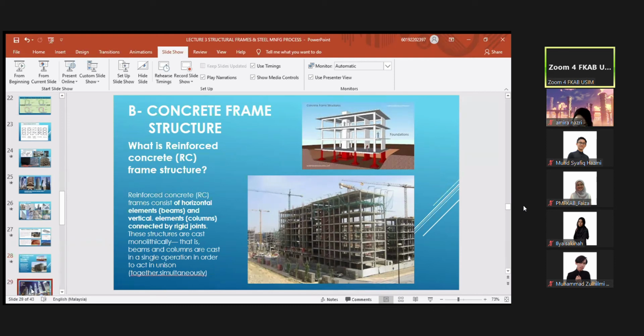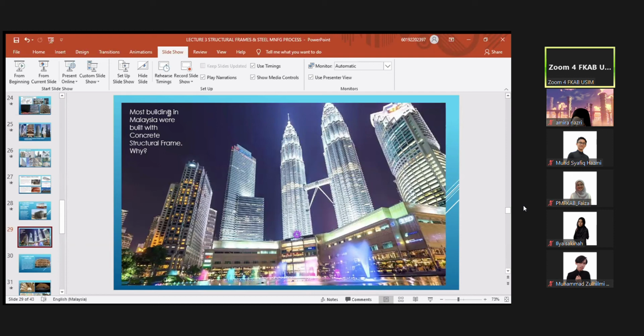Just to mention to you that most buildings in Malaysia were built with a concrete structure frame, as you can see here, KLCC. Anybody can tell me why Malaysia's buildings, whether low-rise or high-rise, are basically constructed with a concrete structure frame? Anybody?